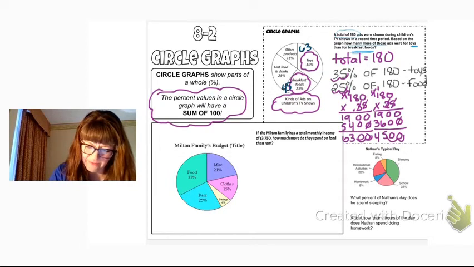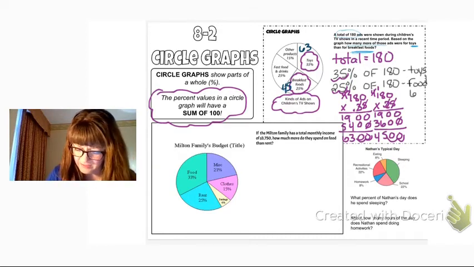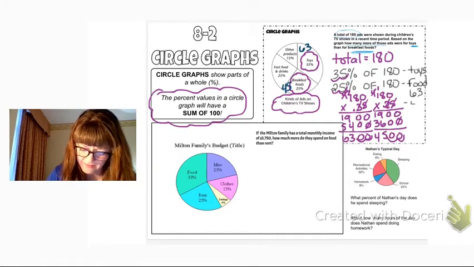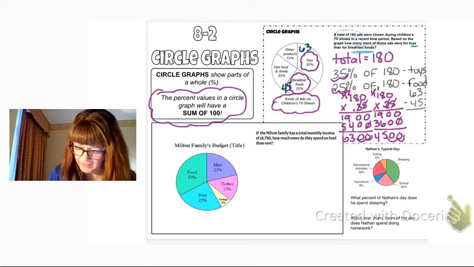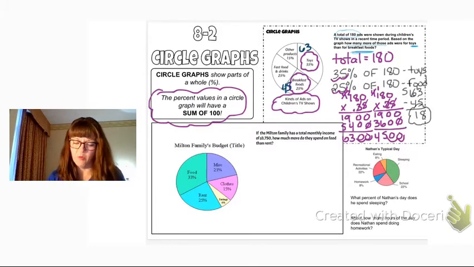If I want the difference between the two, then I want 63 minus 45. That'll give me the difference between the numbers of ads. 13 minus 5 is 8. 5 minus 4 is 1. So there were 18 more ads for toys than for breakfast foods.